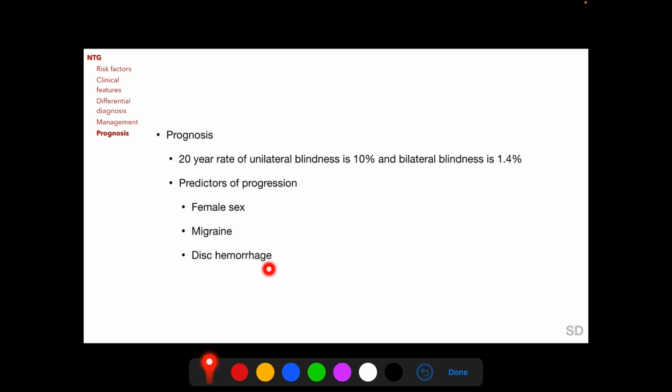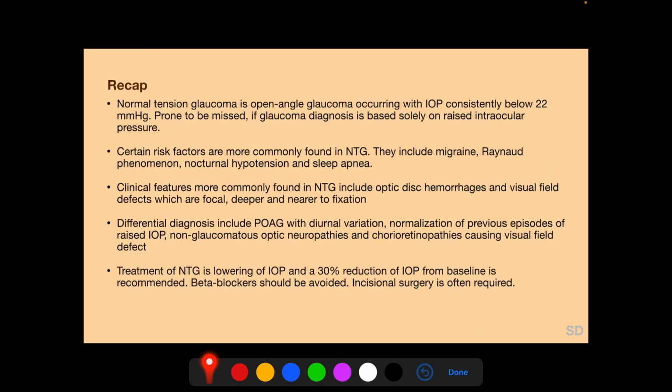To recap the salient points, normal tension glaucoma is an open-angle glaucoma occurring with IOP consistently below 22 millimeters of mercury. Normal tension glaucoma is prone to be missed if glaucoma diagnosis is based solely on raised intraocular pressure. Certain risk factors are more commonly found in normal tension glaucoma as compared to primary open-angle glaucoma, and they include migraine, Raynaud phenomena, nocturnal hypotension, and sleep apnea.